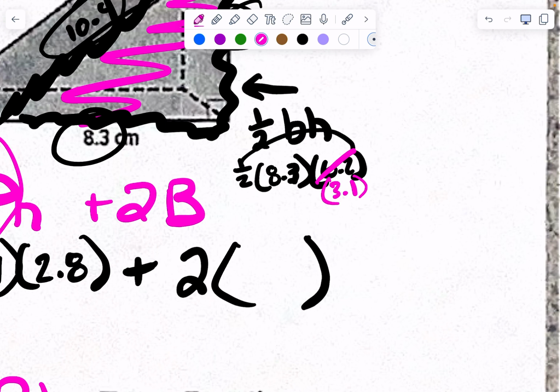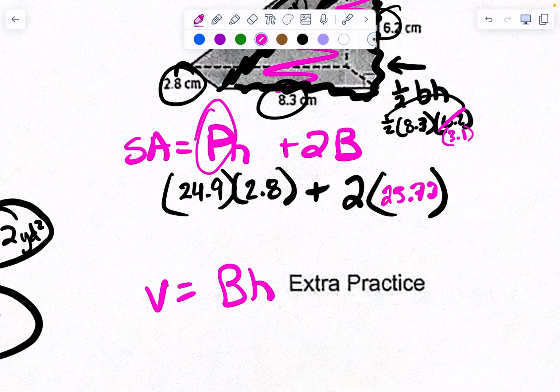8.3 times 3.1 is 25.73. That's the area of the base. Okay, now, my formula is not terrible. 25.73 times 2 plus 24.9 times 2.8. Something like this. 121.18. So 121.2 centimeters squared.